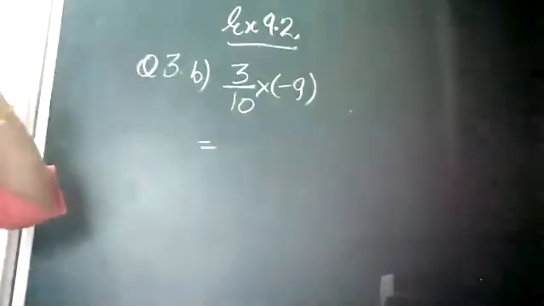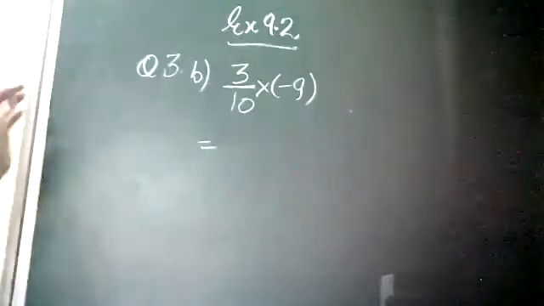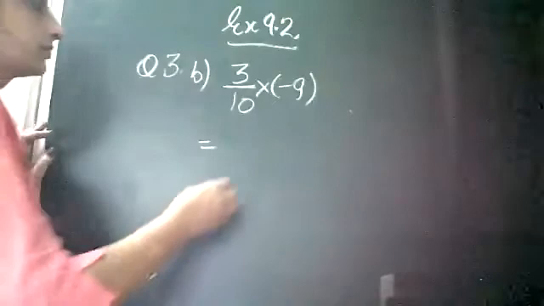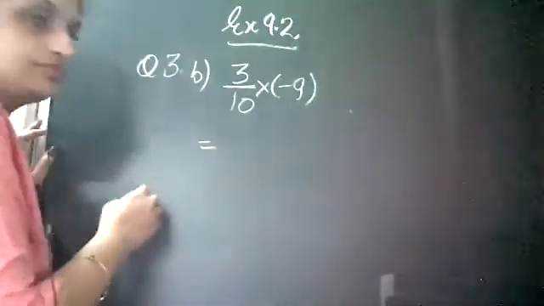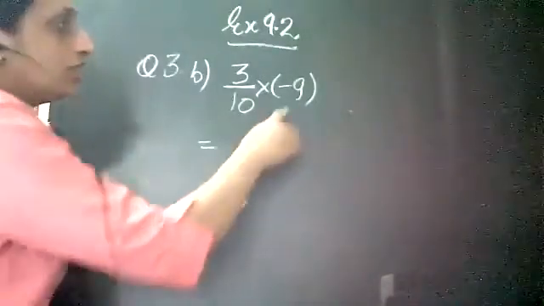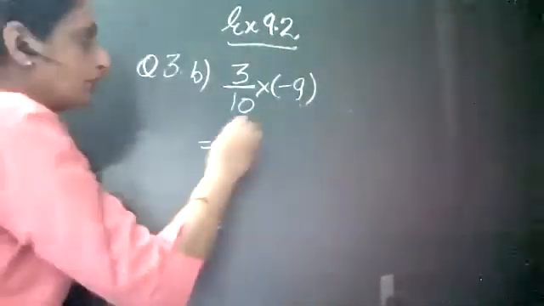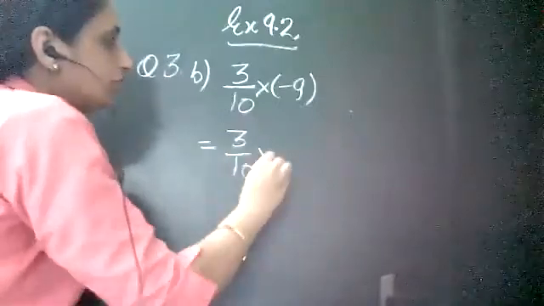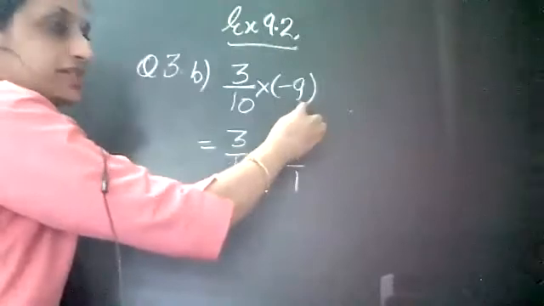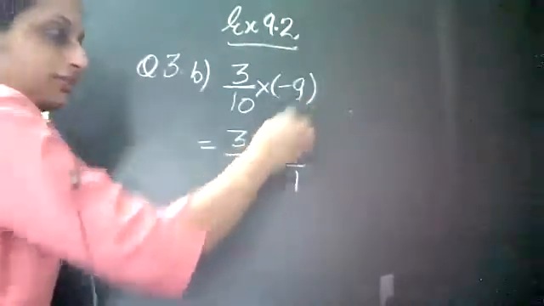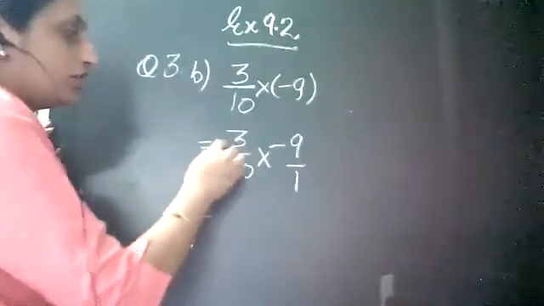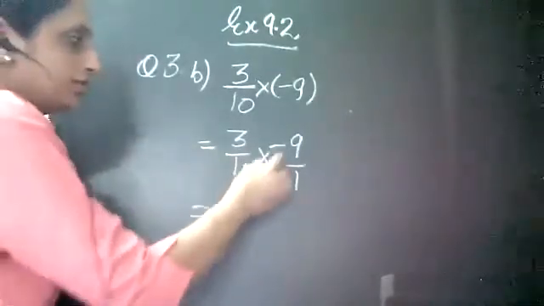3 by 10 multiply minus 9. First we are going to multiply these numbers. First of all, there is no denominator for this number, so we are going to write down the denominator as 1. The individual number has no denominator. So when no denominator is given, we always apply 1. Then we have to check whether the numerator and denominators are going with the same table. No.